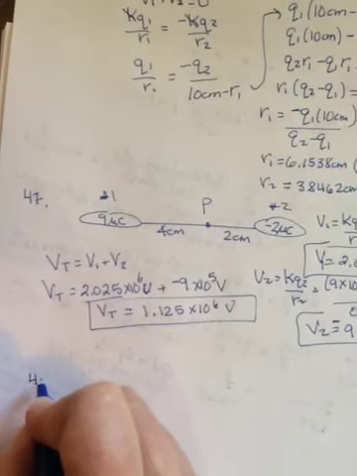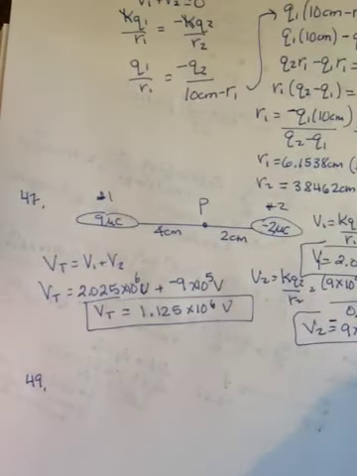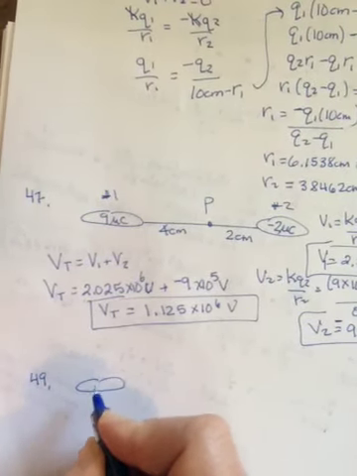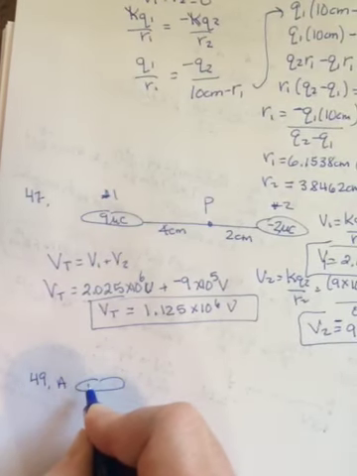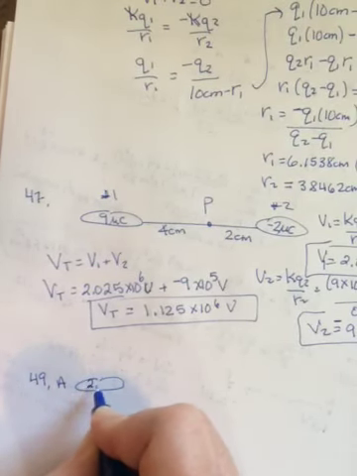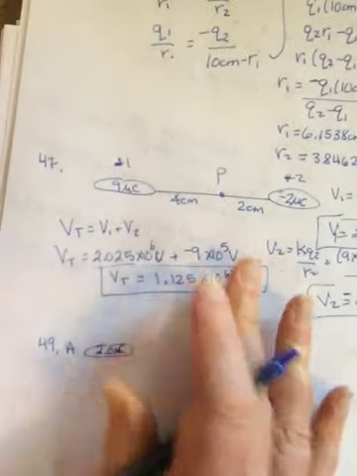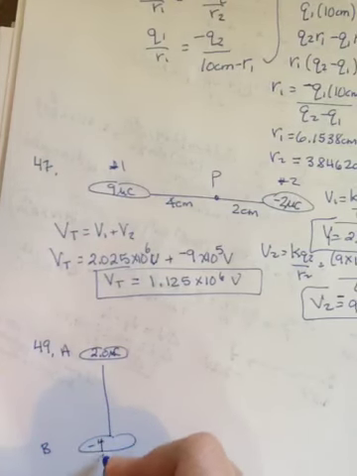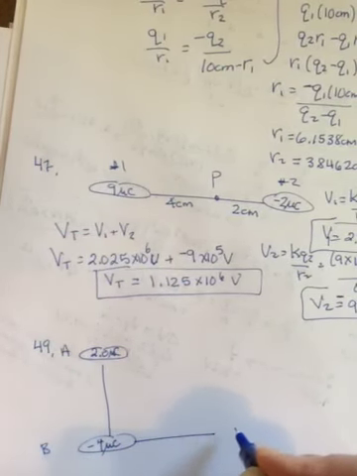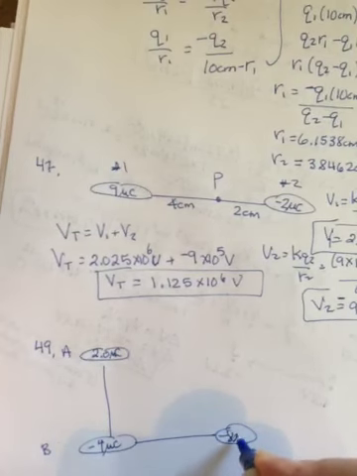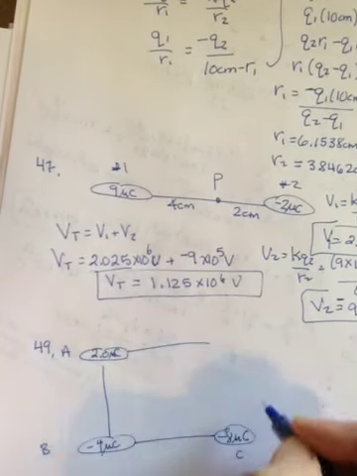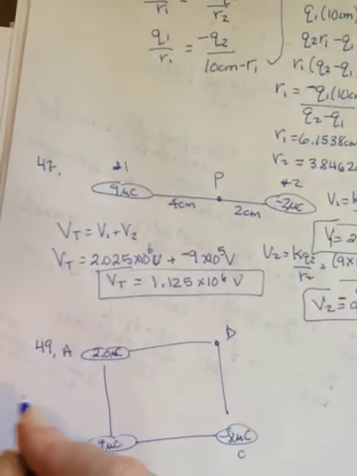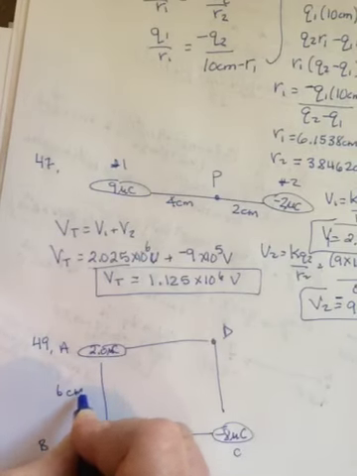All right? Number 49. We did 48 the last set. So number 49 says, and we'll probably run out of time before we finish this, but we have a rectangle. A is up here in the corner, 2 microcoulombs. B is down here, negative 4 microcoulombs. C is over here, negative 8 microcoulombs. And then there's no charge at this point D. Okay, the distances of the sides are all 6 centimeters. It's a square.